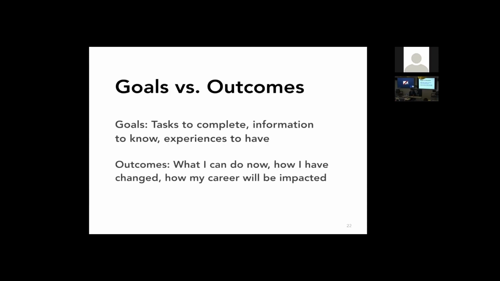Competencies, they're skills-focused, but in a very specific modality for your degrees. Goals and objectives, they're task-oriented. So they're tasks to complete, information to know, experiences to have. It's the what am I doing of your course. And then outcomes are, what can I do now? How have I changed? How will my career be impacted? So outcomes are the change you see or the change you elicit in your students as the result of the work that they do.